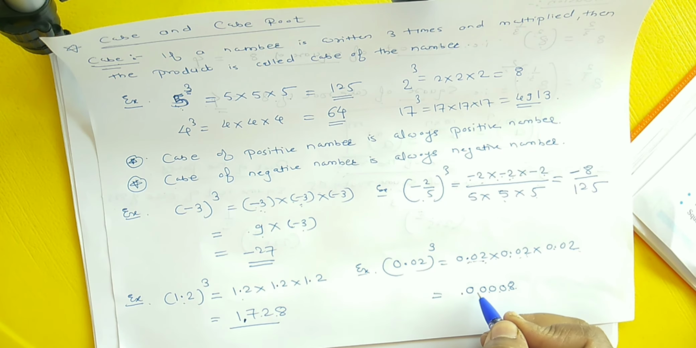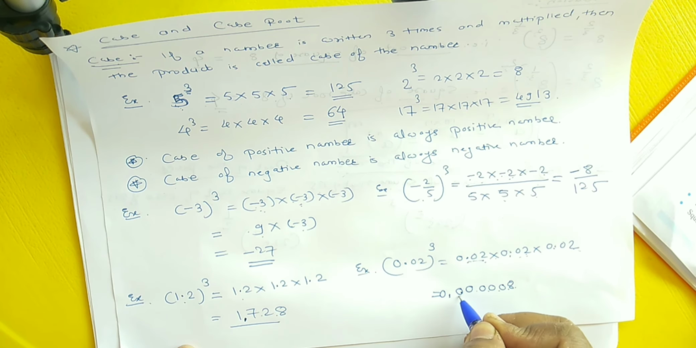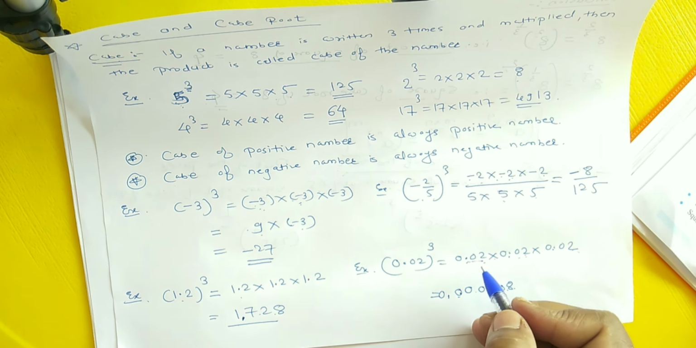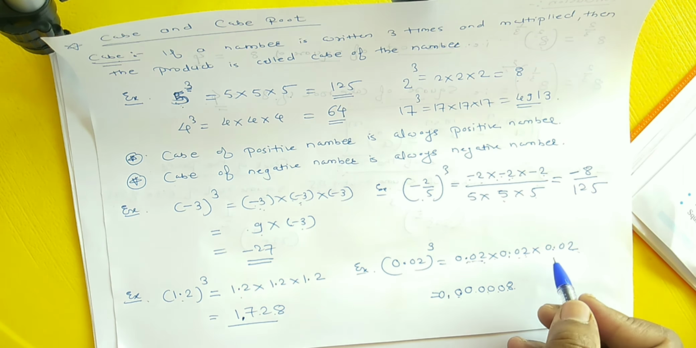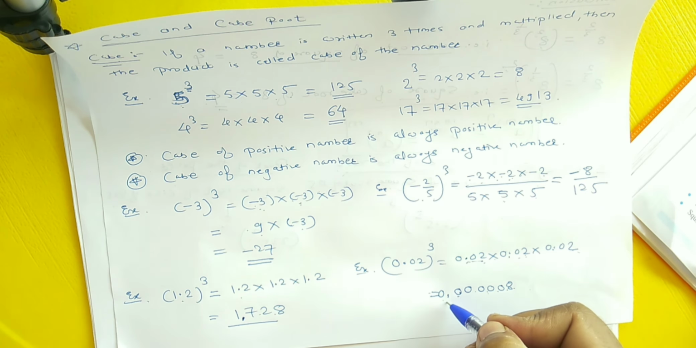1 2 3 4 5 and one more is there, 6. So 0.000008. Yes, so how many decimal places are there? You want to count the decimal places and give the decimal point in the cube from the right side.